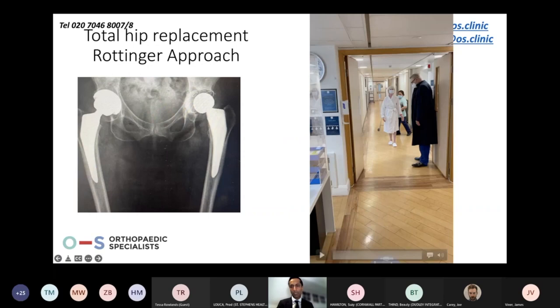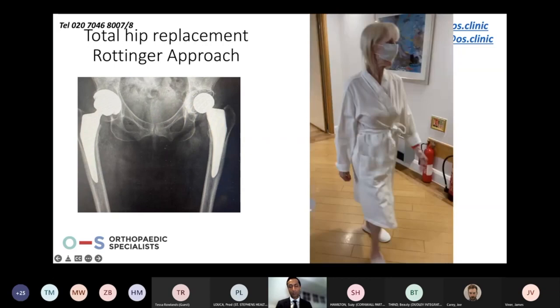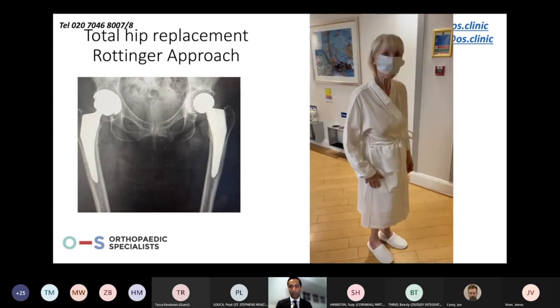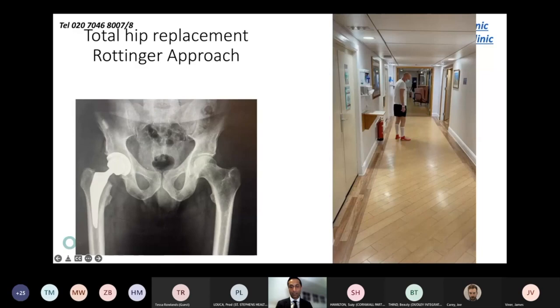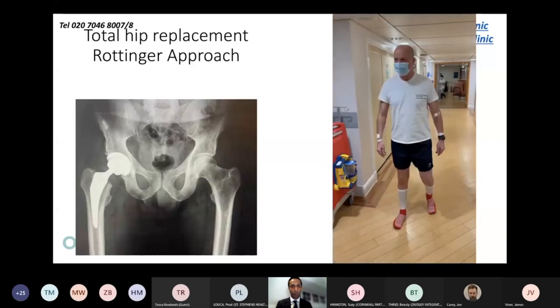This lady had her right hip replacement recently. She'd had her left hip replacement done 6 months earlier. Once again, this is the next morning after surgery, so it's less than 24 hours. And she's quite happy mobilizing without any significant discomfort. This gentleman had his hip replacement done on the same day as the previous lady. He'd had his bilateral tibial osteotomy done by us the year before. Once again, you can see he's walking a little bit gingerly. He's had a hip replacement operation, but these patients are very happy.